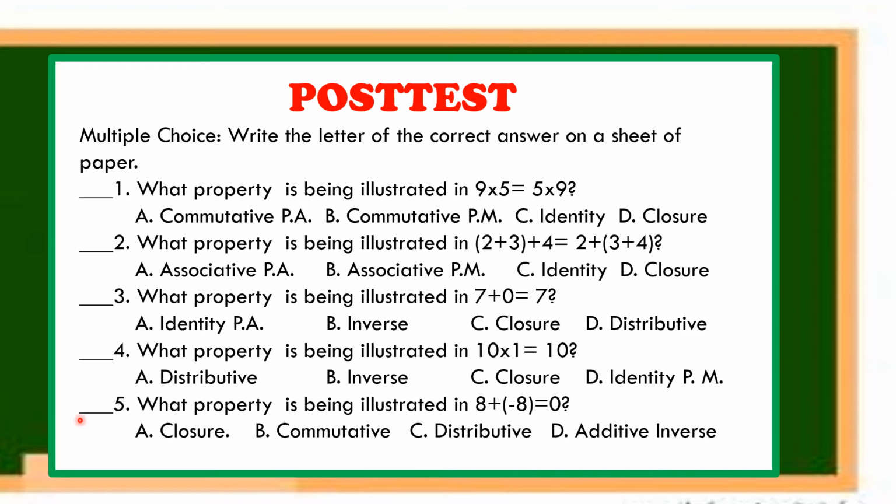The last number, number 5, what property is being illustrated in a plus negative 8 equals 0? Letter A, closure. Letter B, commutative. Letter C, distributive. And letter D, additive inverse.